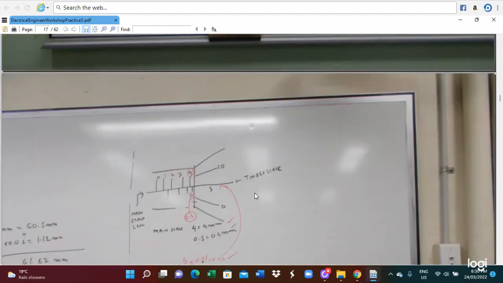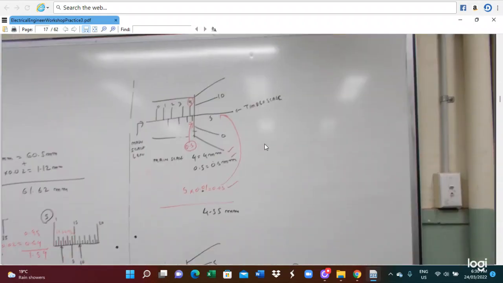And also how to read the micro clip bar. In this case, the main scale in line with the timber scale. The main scale value you see is a 4, so multiplying with 4, this is 4 millimeters. And then this timber scale is 5, so the timber scale multiplied by 0.1, you get 0.5 millimeter. So you add this to get 4.5 millimeter.